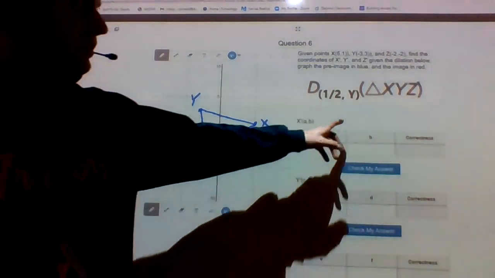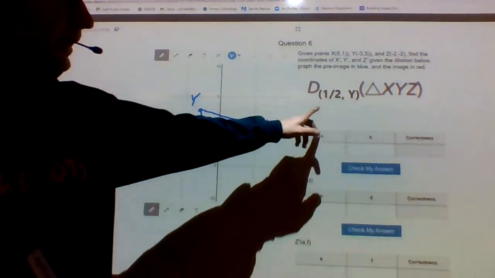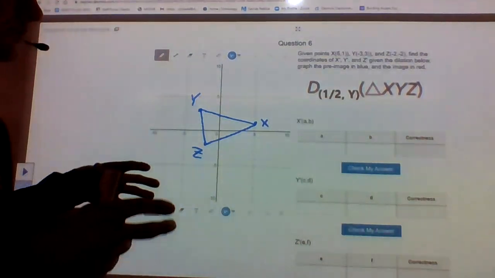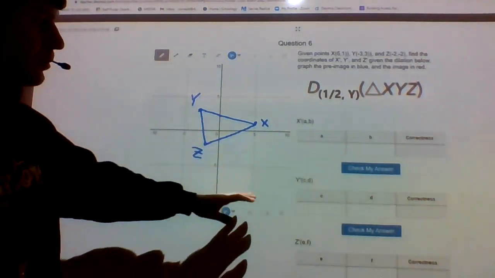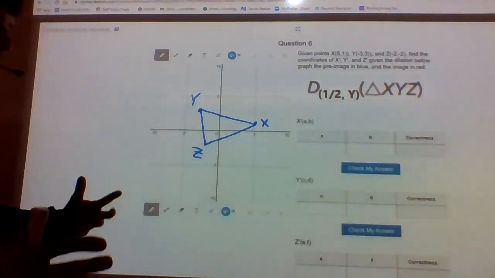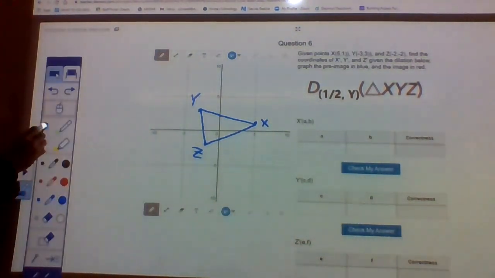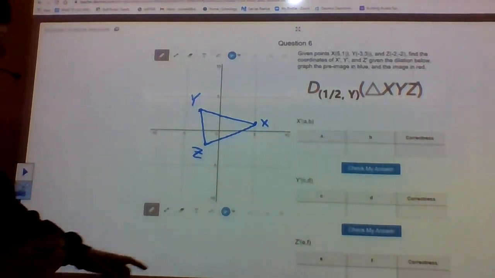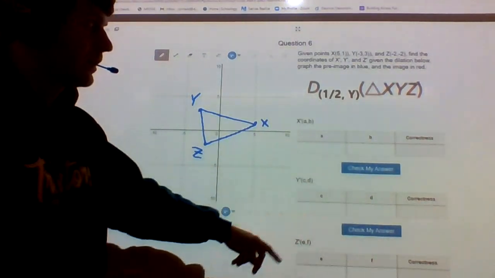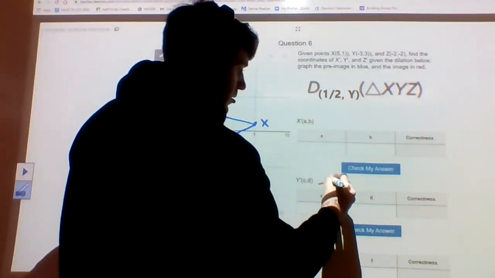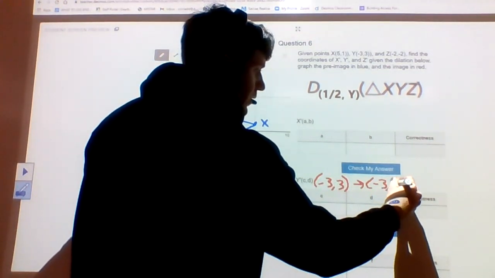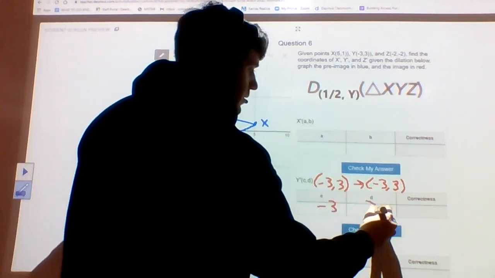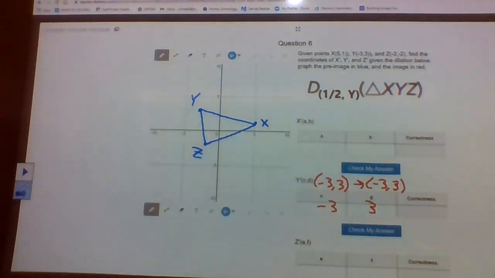Okay. Center of dilation is y. Scale factor is 1/2, so this is a contraction. It's going to get smaller. So all the points are going to get closer to y. So we do know y prime right away. Y prime should stay the same because y is the center of dilation. So if we go to red here, y prime should absolutely stay the same. So you're going to have negative 3, 3. Y is going to go to negative 3, 3.